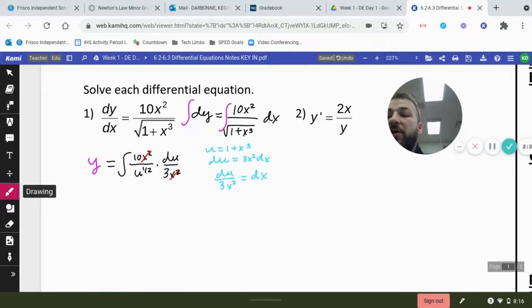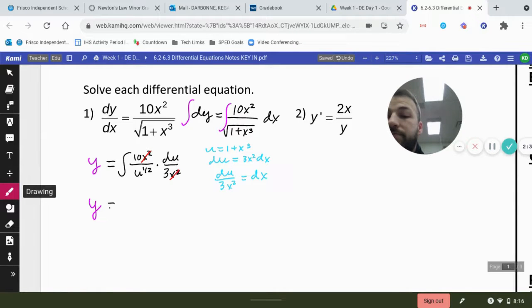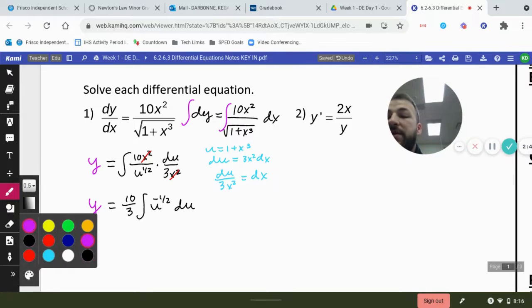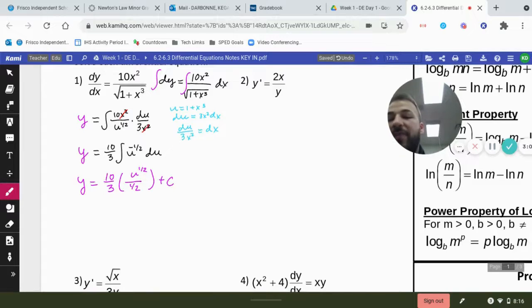Still, before we've actually integrated this, we end up with y is equal to 10 thirds out front, so 10 thirds times the integral. Move that u to the 1/2 up to the top, so it becomes u to the negative 1/2. And then, of course, du. And now I can actually integrate. So this becomes y is equal to 10 over 3 u to the 1/2 divided by 1/2, because I add 1 divided by the new power. And then, of course, it's an indefinite integral, so I tack on my plus c.